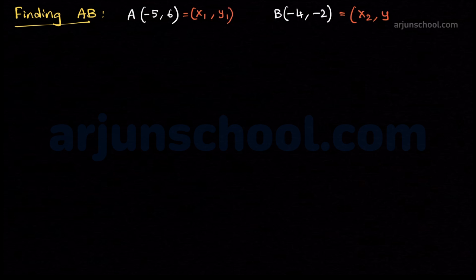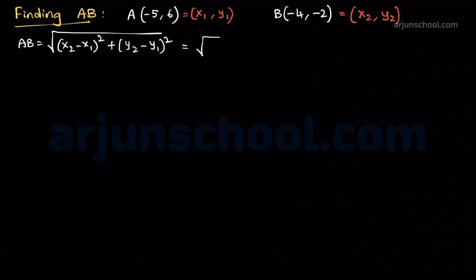First, let us start with AB. Let us consider vertex A as (x1, y1) and vertex B as (x2, y2). And the distance between these 2 points is given by the formula AB equals root over (x2 minus x1) whole square plus (y2 minus y1) whole square. Let us substitute x1, y1 and x2, y2 in this formula.